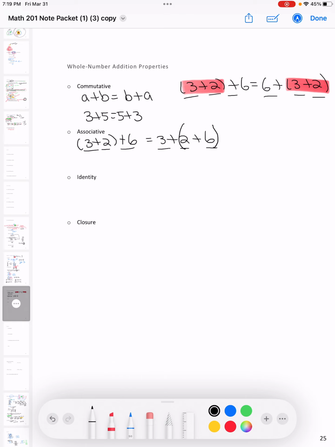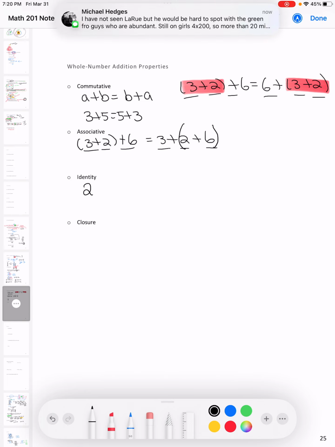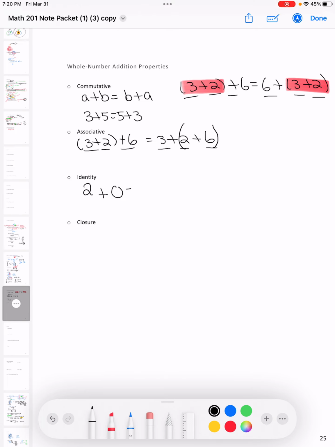Now, identity, if we think about our identity, that's who we are. So for identity, we want to keep our identity the same. So if I took 2, there's only one number in the world I can add to it to get 2, and that's 0. So the additive identity is 0. It's important to remember that we're talking about adding now because we're going to get to multiplicative identity later on. But the additive identity for any number is 0.